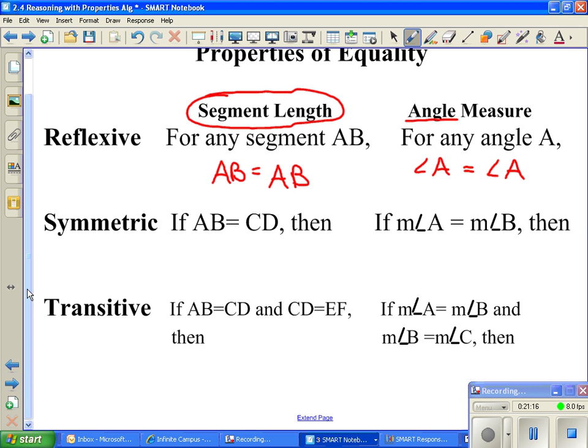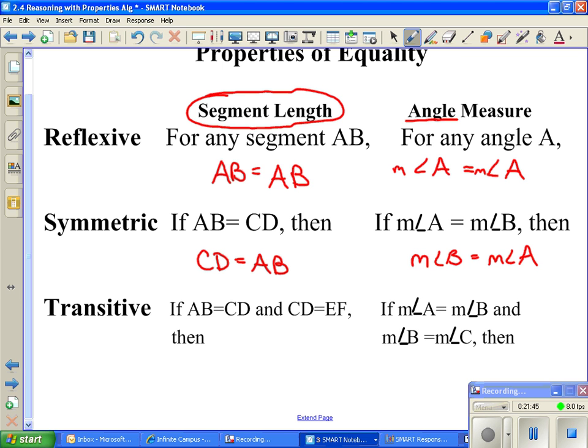All right, symmetric. Remember, you can just replace it. If AB equals CD, then you switch it. CD is going to equal AB, right? Same with the angles. If the measure of angle A equals the measure of angle B, switch it around. The measure of angle B is going to equal the measure of angle A. These should be measures. I just left them off.